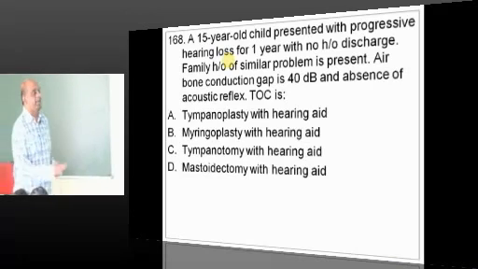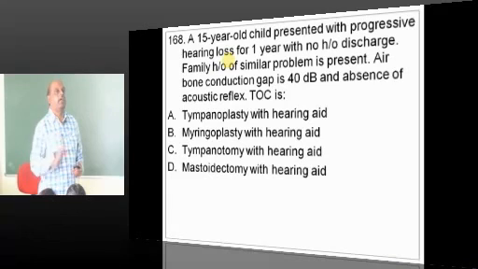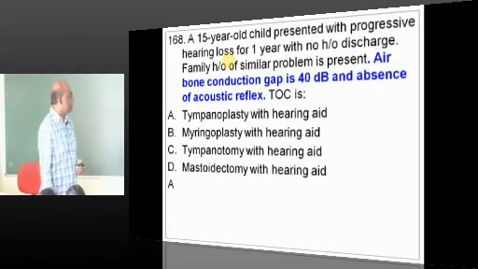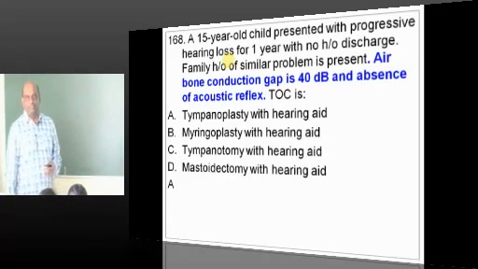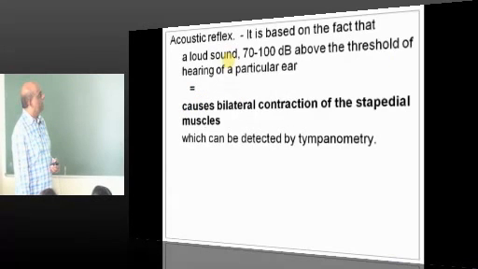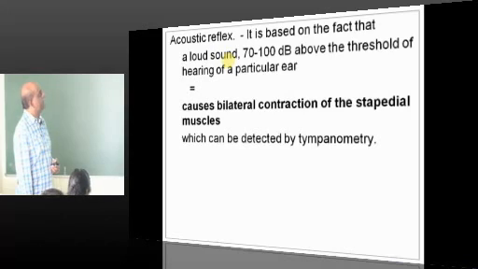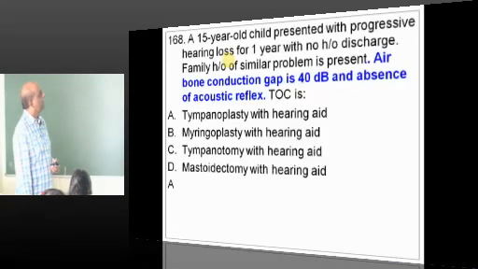15-year-old, progressive hearing loss, no discharge, conduction gap of 40, absence of acoustic reflex. What do you want to do? Sir, tympanoplasty with a hearing aid. Stapedotomy. You will have to do that also because you have a bone conduction gap. Sir, absence of stapedial reflex, acoustic reflex is the first sign of otosclerosis. In this case, are we entertaining otosclerosis? Family history of similar problems is there. Okay, so it should be stapedotomy.